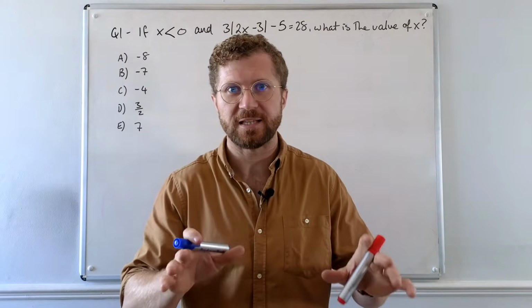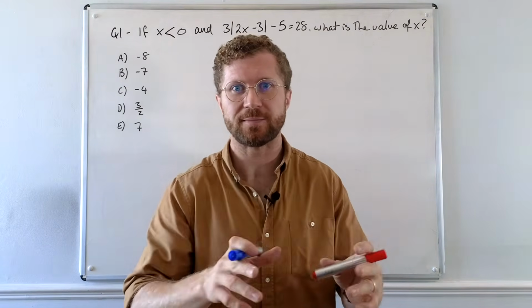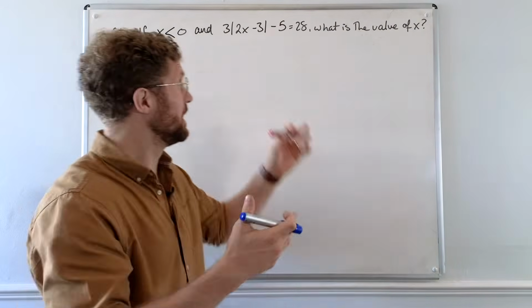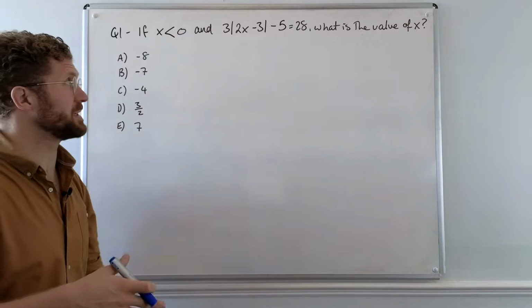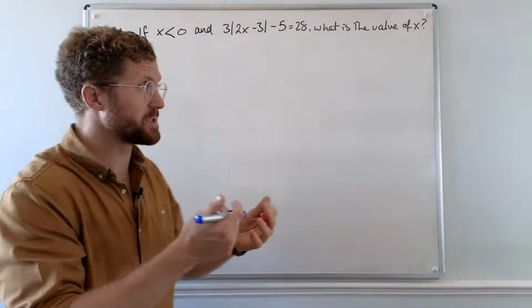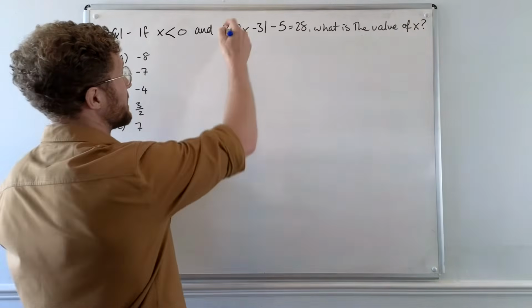What I want to do is really take time and break down how to deal with absolute values here so that we can use this later on in the videos. All right, so we've got this equation, 3 times the absolute value of 2x minus 3, take away 5 is equal to 28.